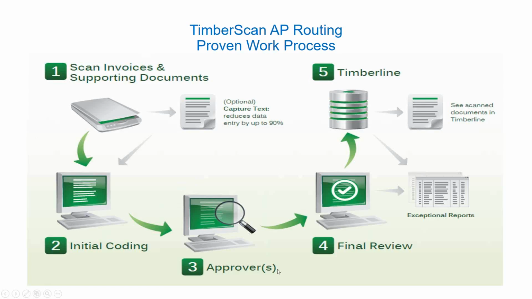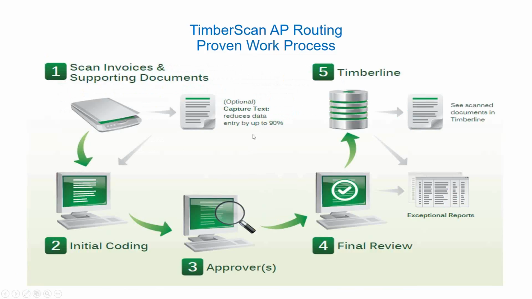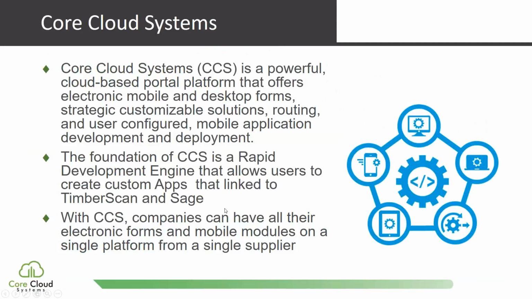If you're used to this process in TimberScan AP routing, what you're looking at is a 5-step program where we capture the documents, then do the initial coding, the approval, and the final steps, and then we update Sage. All of this is done paperlessly so you can eliminate all the paper. In simplest terms, we've moved that out to mobile, along with all the other documents you're used to processing within a company.